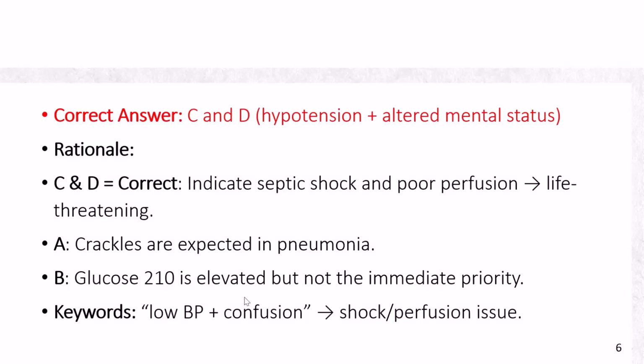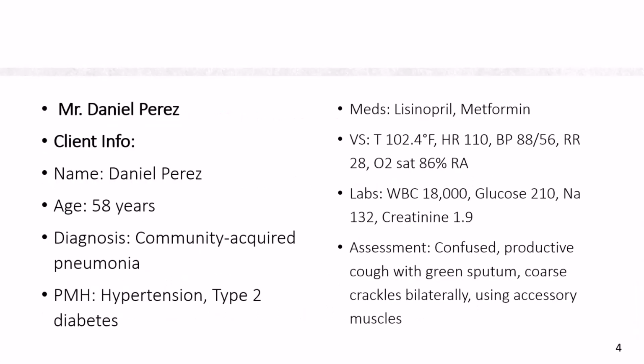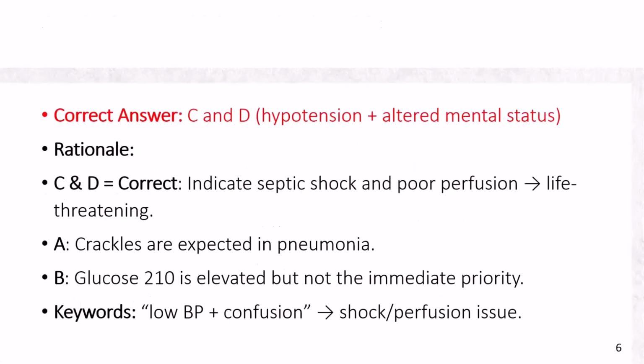Let's look at the age. 58-year-old, confused, diagnosed with community-acquired pneumonia, so there's infection, and now has low blood pressure and altered mental status. So that can kill your client. There's shock and a perfusion issue. B is important, but that will not kill the client right away. So for the first 2, we will go for hypotension and altered mental status. I hope we are all good.